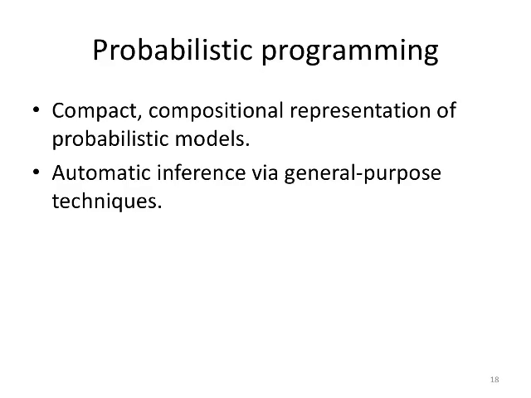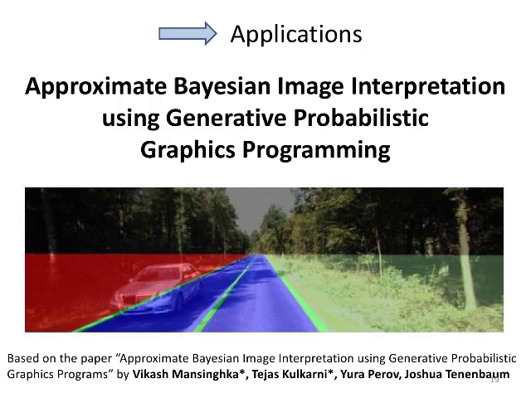So we can move to two examples. It's approximate Bayesian image interpretation using GPGP, generative probabilistic graphics programming, and it's based on a paper by Vikash Mansinghka, by Tejas Kulkarni, two first co-authors, by me and by Professor Joshua Tenenbaum. It was accepted for NIPS for full oral presentation.